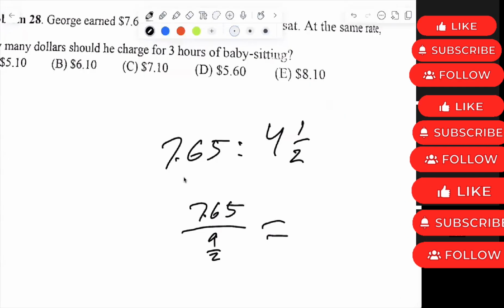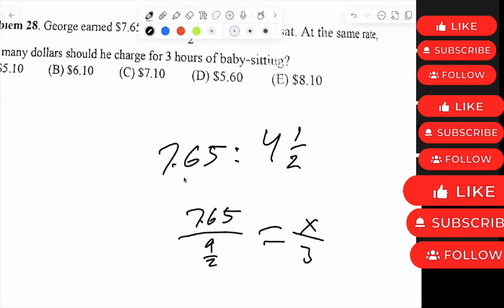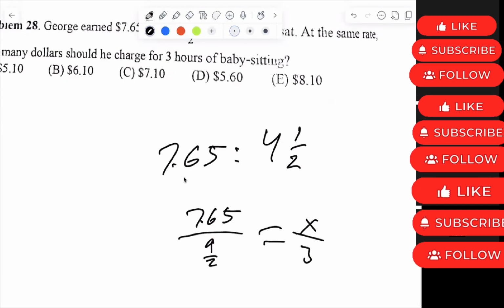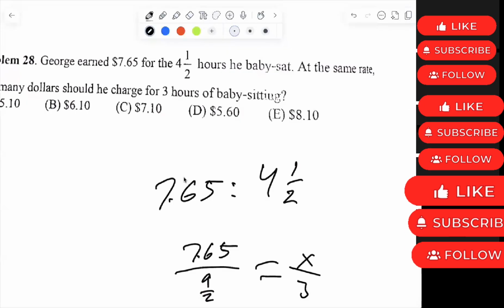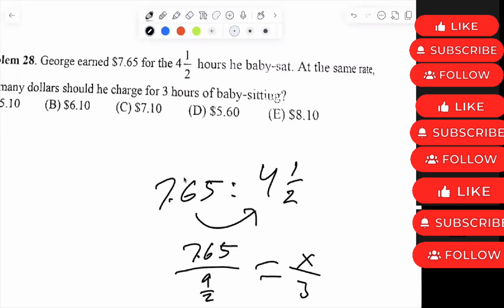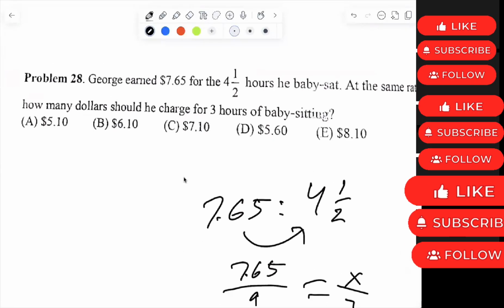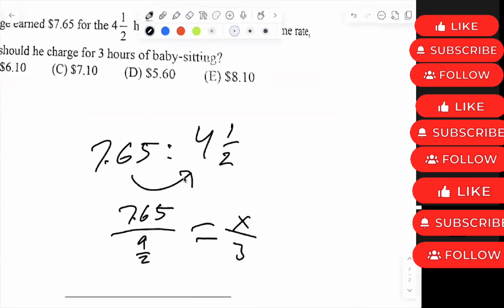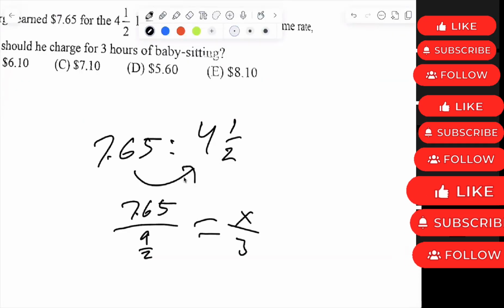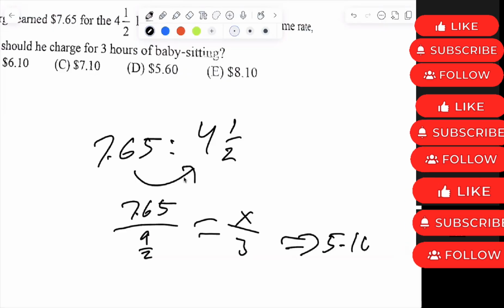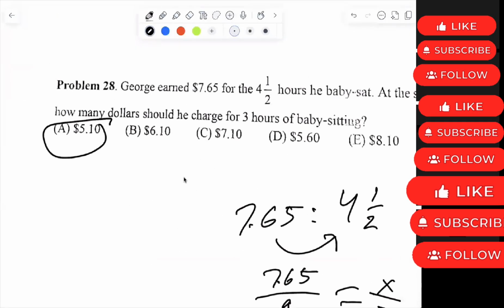And that's going to be equal to the ratio between the number of dollars you should charge divided by 3 for 3 hours. Since, remember, if the ratios are the same, then the division between these two must be constant. So the number of dollars he should charge for 3 hours, divided by 3 hours, should be the same as 7.65 divided by 9 halves. Solving will get you $5.10. So the answer to this question is just A.